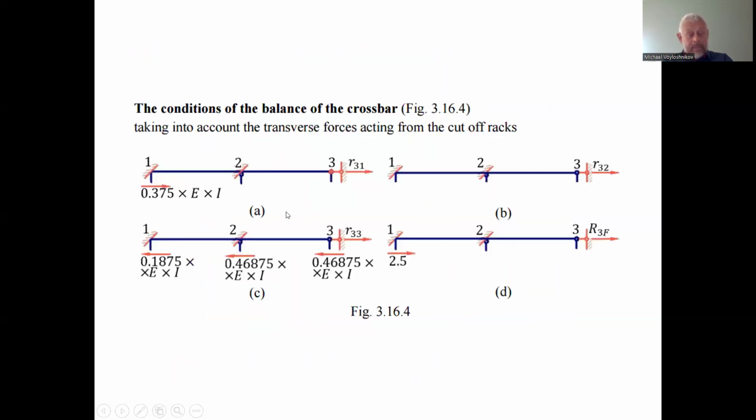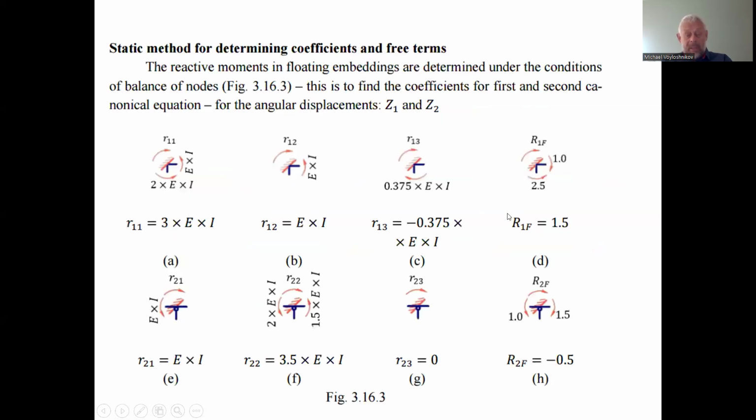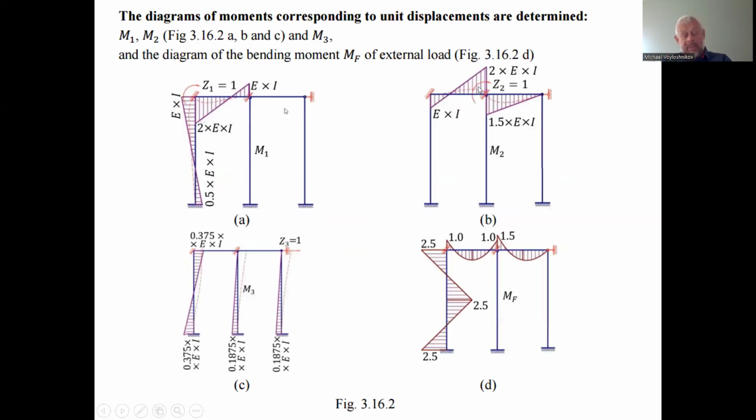So if we rotate the second embedding, how does it impact the force arising in the third extra connection? It has no influence, so we have 0. Why 0? Because the rotation of the second embedding causes the embedding moments in the horizontal beam, and the transverse forces are in the horizontal beam.